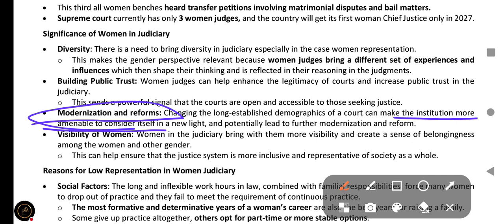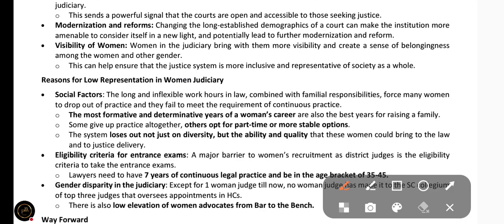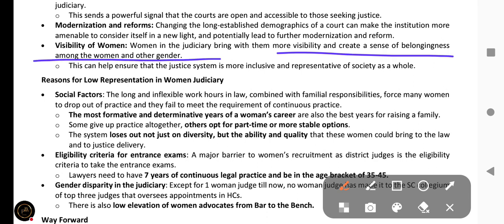And fourth significance is the visibility of women, because when higher women participate in the judiciary, the visibility of women is also increased in the practicing of judicial cases. Women in the judiciary bring with them more visibility and create a sense of belongingness among the women and other genders, such as men and transgender. This can help ensure that the justice system is more inclusive and representative of society as a whole.